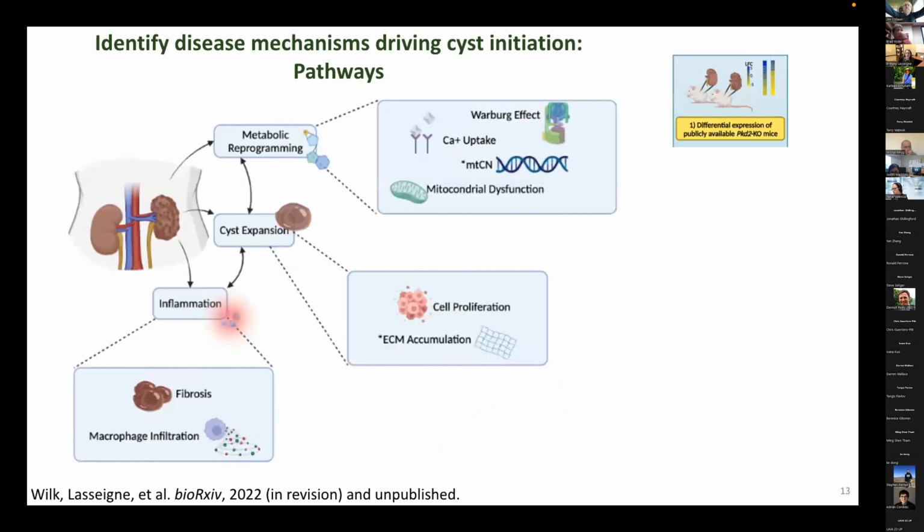I'm not going to spend a lot of time on the differential expression analysis comparisons, because I think what we discovered here is what the field has already known, which is that these differential expression profiles implicated metabolic reprogramming, cyst expansion, and inflammation. So that's of no surprise to this group.